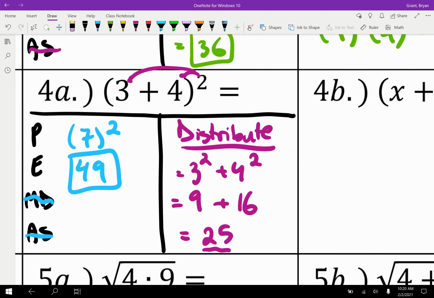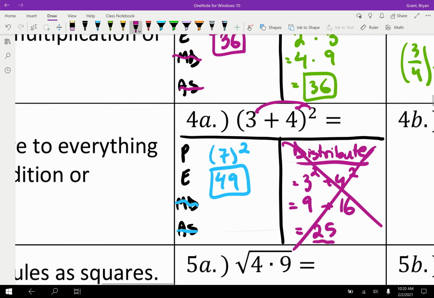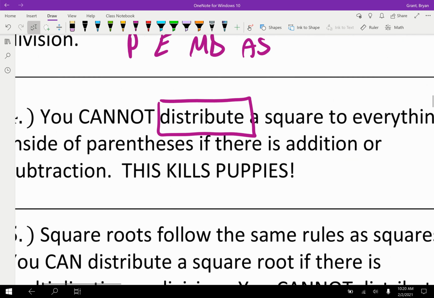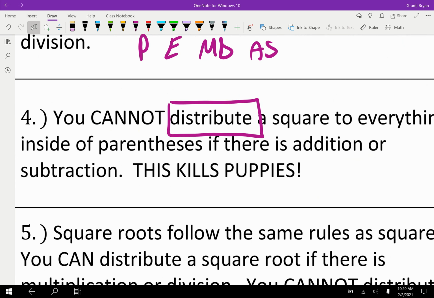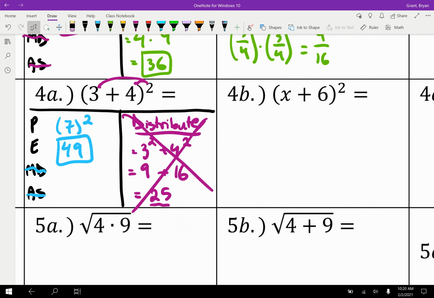So what this shows us is that we are not allowed to distribute a square if there is addition, and because addition and subtraction are linked, you also cannot distribute a square with subtraction. In fact, over here it tells you if you do that, it not only gets you the wrong answer in math, which is bad, it also kills puppies, which sounds extreme, but this is one of the largest issues we see in second semester of Algebra 1. We see people distributing everywhere, and they forget that distribution is a shortcut and it doesn't always work, and this is a case where it doesn't work.